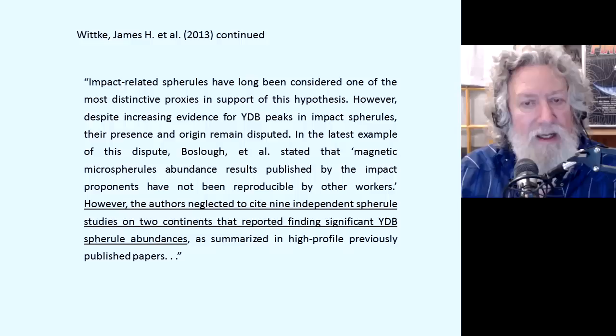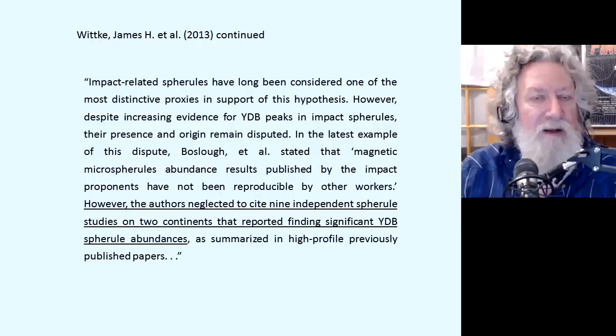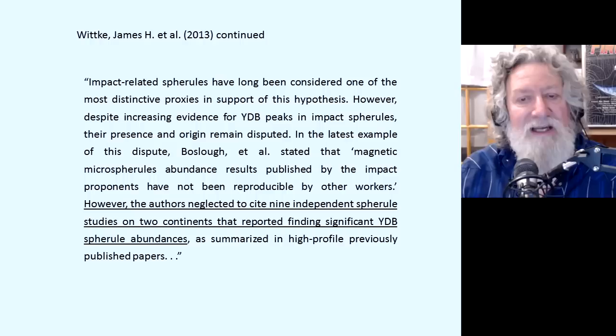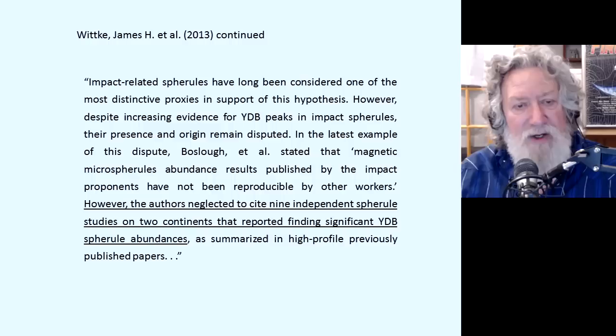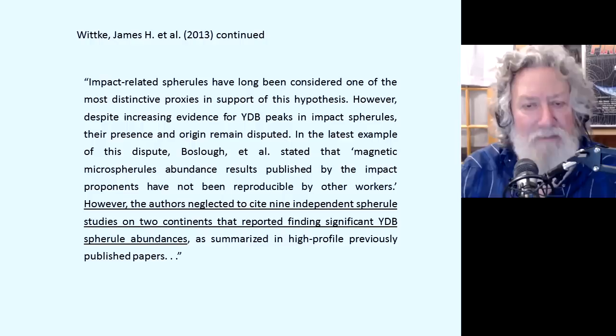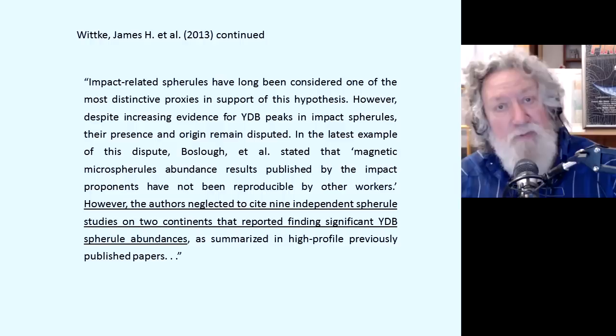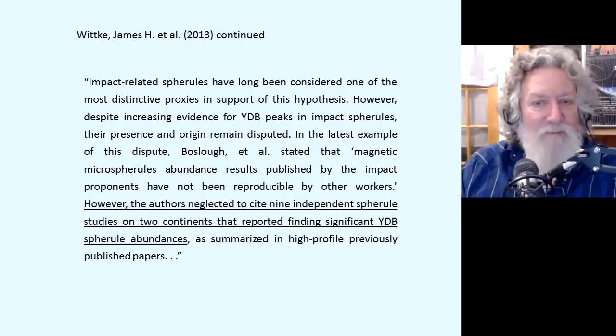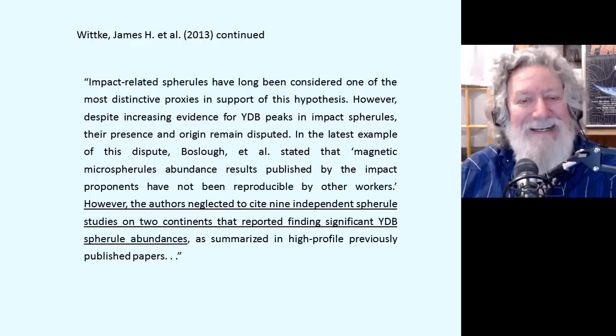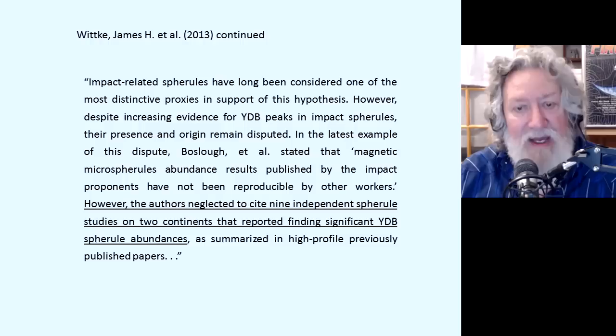They go on to say, impact-related spherules have long been considered one of the most distinctive proxies in support of an impact hypothesis. However, despite increasing evidence for YDB peaks in impact spherules, their presence and origin remain disputed. In the latest example of this dispute, Boslough and others stated that magnetic microspherule abundance results published by impact proponents have not been reproducible by other workers. And that, of course, is primarily referring to the Surovell team that we were just looking at in detail. Then the Wittke paper goes on to say, however, Boslough and his co-authors neglect to cite nine independent spherule studies on two continents that reported finding significant Younger Dryas boundary spherule abundances, as summarized in high-profile previously published papers.